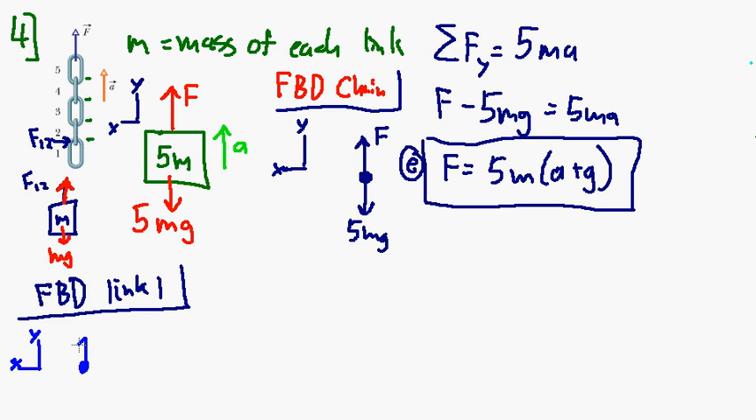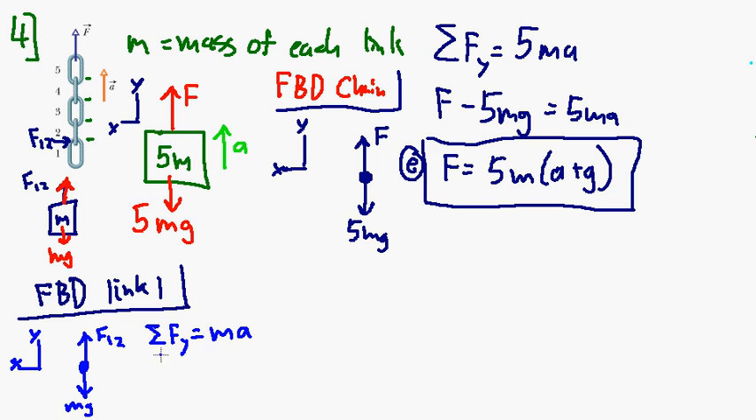So F1,2, which is what we're trying to find for part A, and mg. That's all we had: the weight and the force. So it's utterly trivial. The sum of forces in the y direction is the mass of a chain link times a.